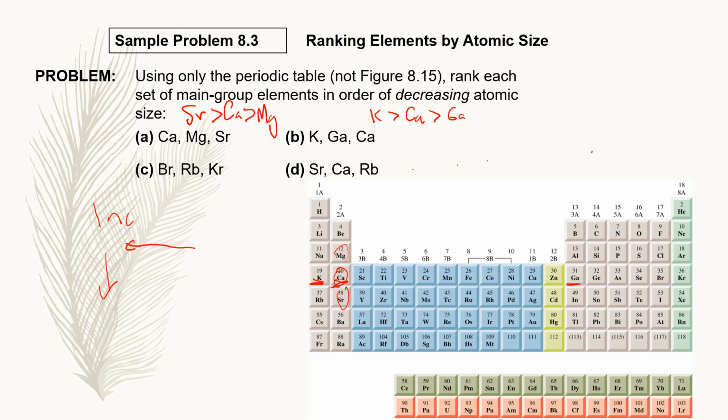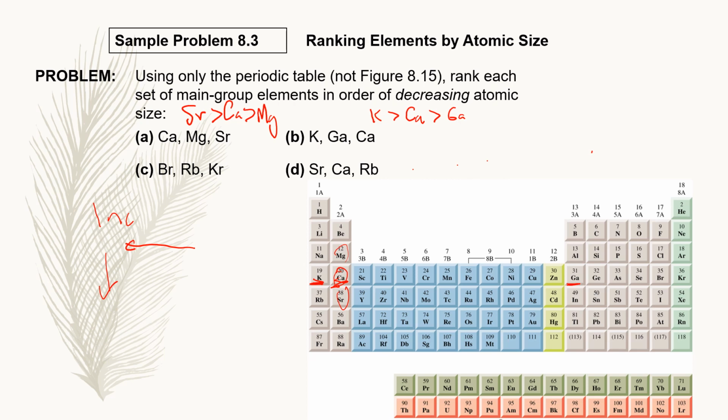So again, for this one, there is an increase in the effective nuclear charge as I go across. They all have 18 core electrons, but again, I have an increase in the protons in the nucleus and the number of valence electrons in the outer shell, and that's going to cause the radius to shrink.